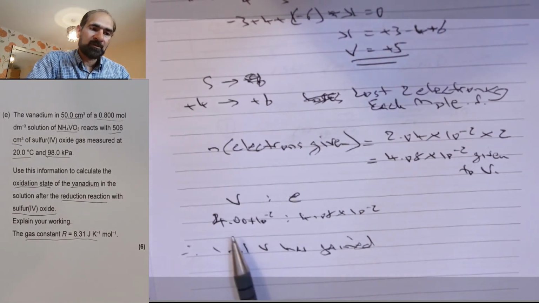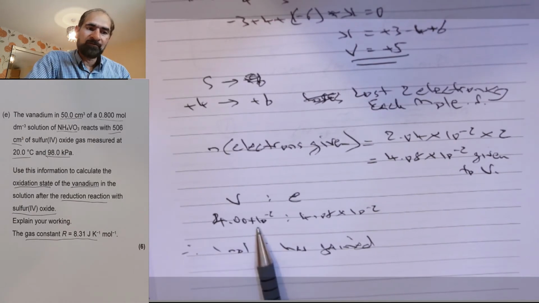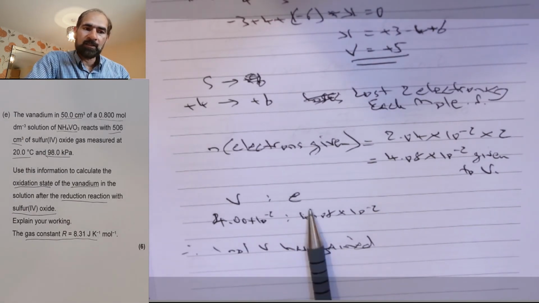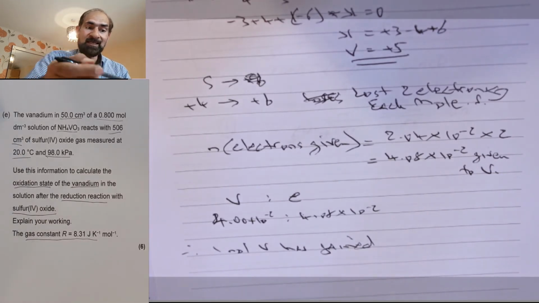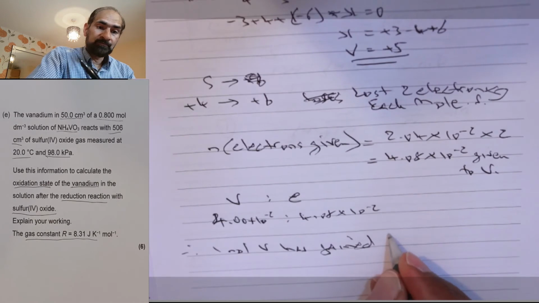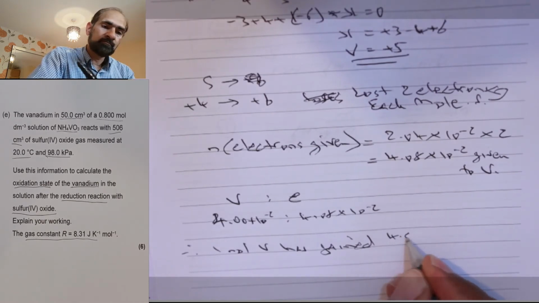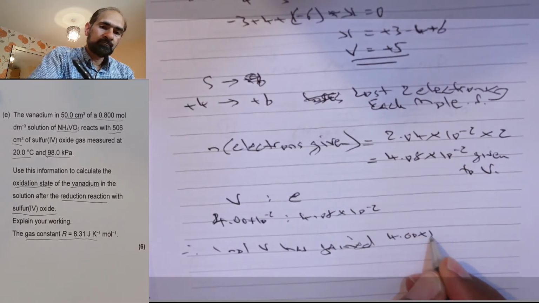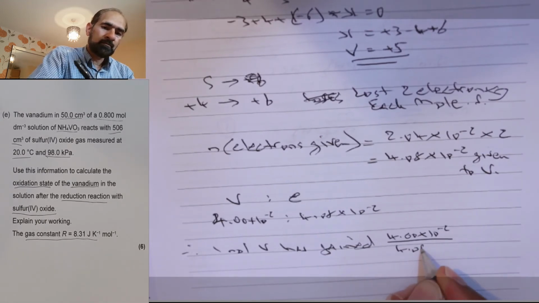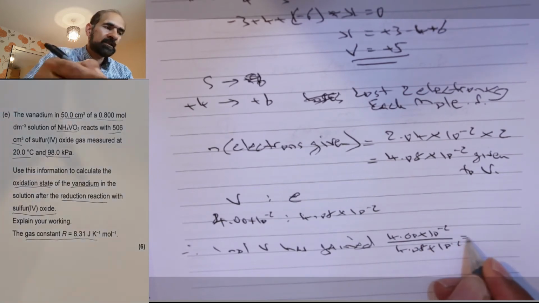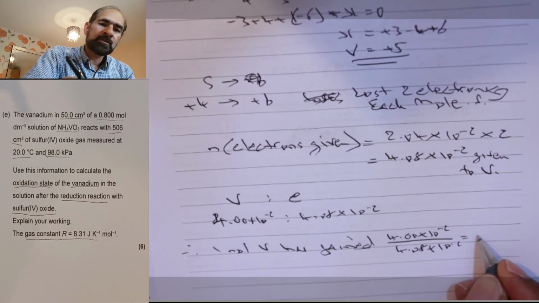So all I'm saying is, how many moles of vanadium were there? 4 times 10 to the minus 2. How many moles of electrons were received by vanadium? 4.08 times 10 to the minus 2. So 1 mole of vanadium has gained 4.08 times 10 to the minus 2 divided by 4 times 10 to the minus 2, and the answer there is approximately 1 mole.